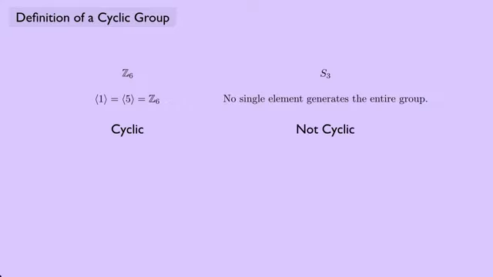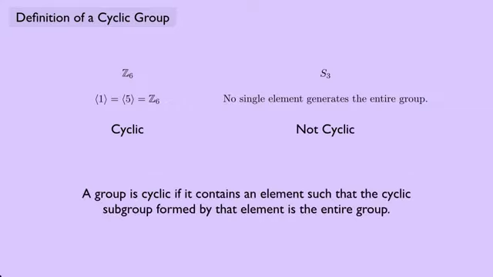So we saw that Z6 was generated by the elements 1 and 5, and we have a name for a group like that. We call it cyclic. While S3, we saw that no single element generated the entire group. That's not cyclic. So what is something that is cyclic? Well, a group is cyclic if it contains an element such that the cyclic subgroup formed by that element is the entire group. That's not a very precise definition.